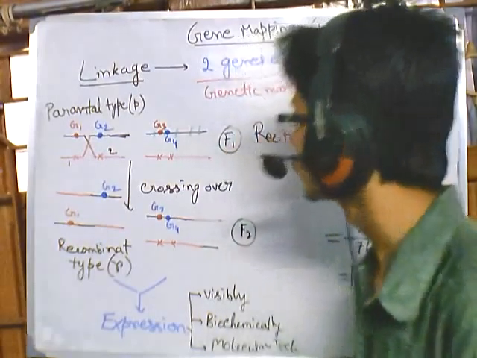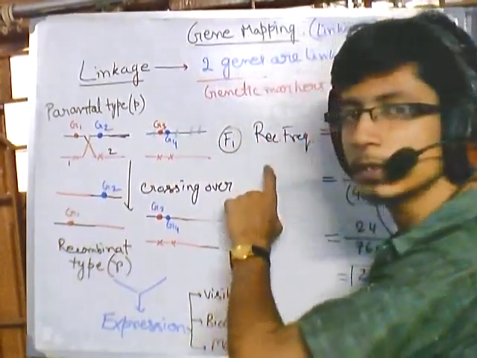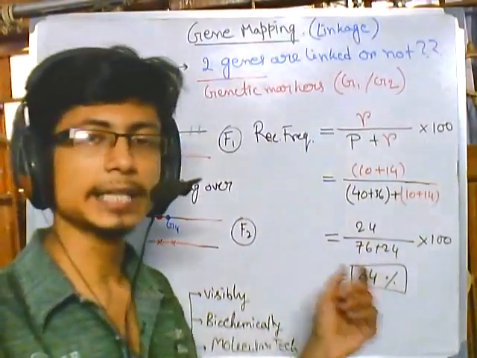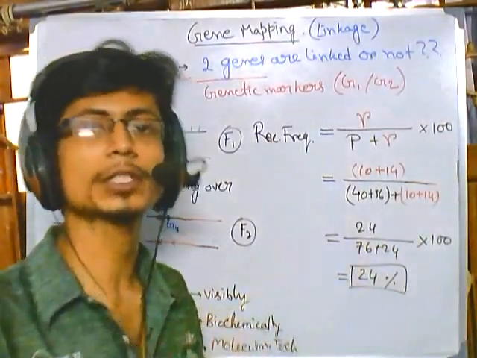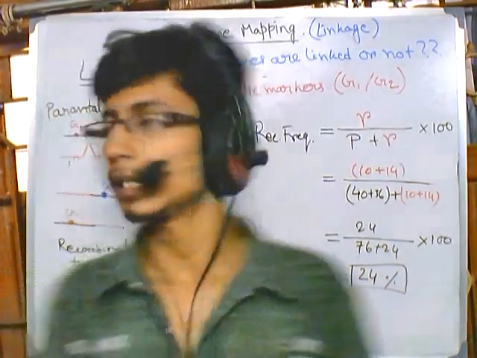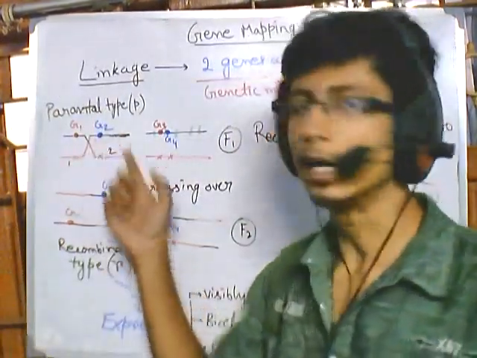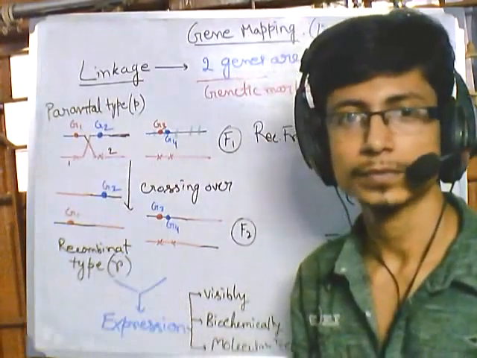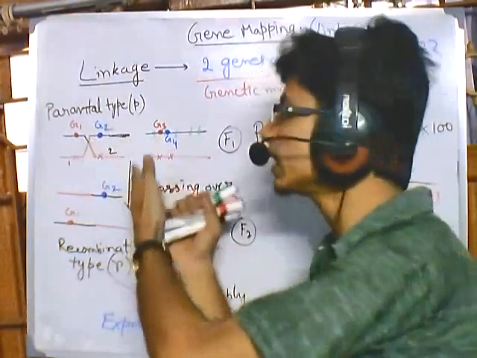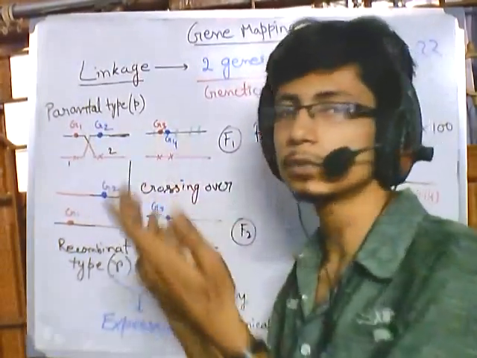So this recombination frequency that we are getting is actually directly proportional to the distance of two markers, right? Because everything is related to the distance between two markers, right?